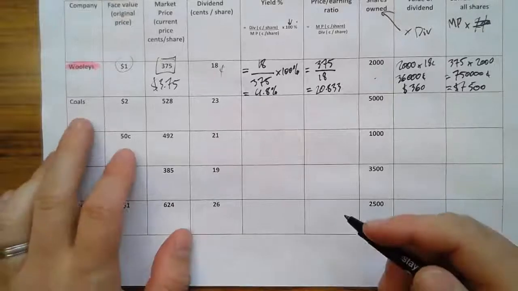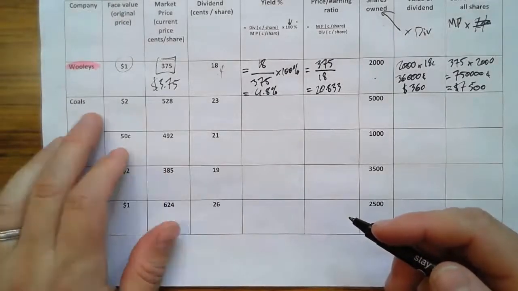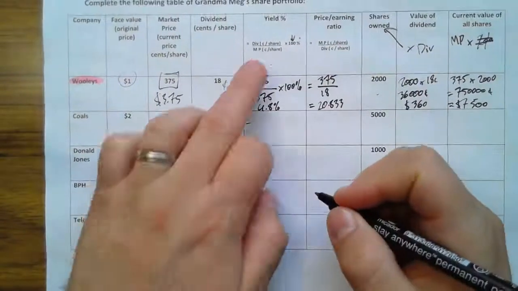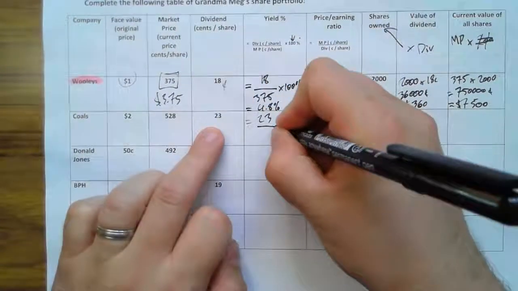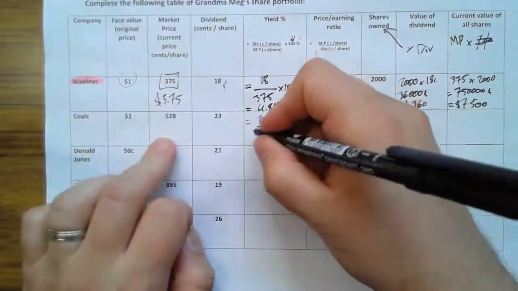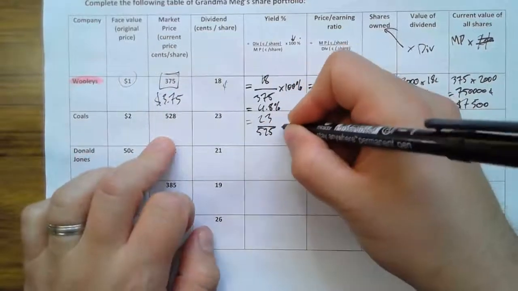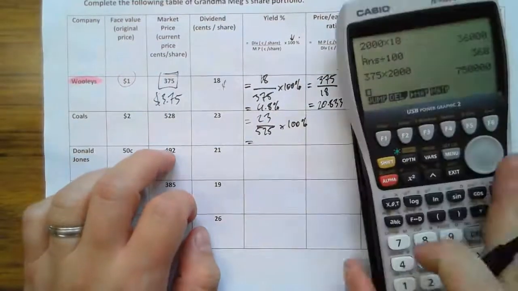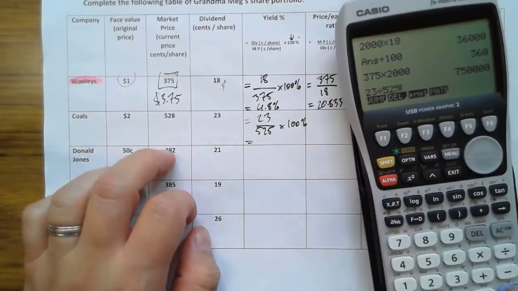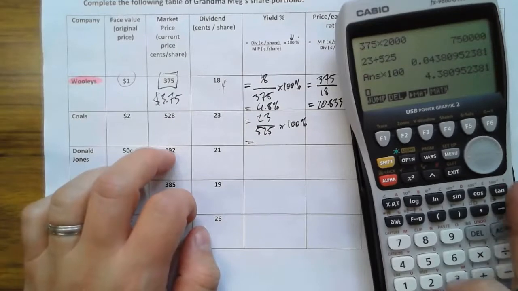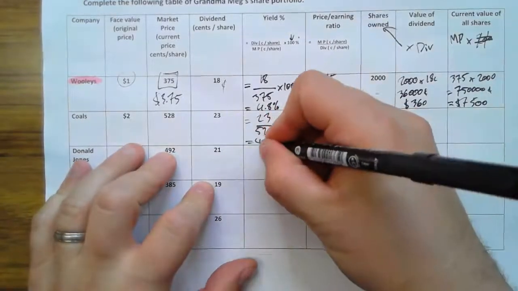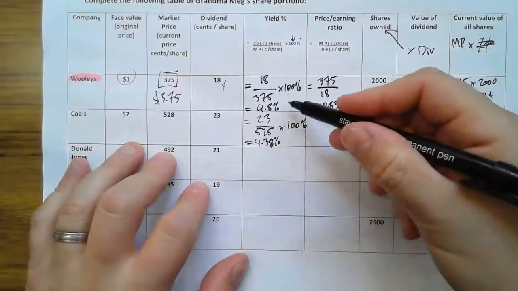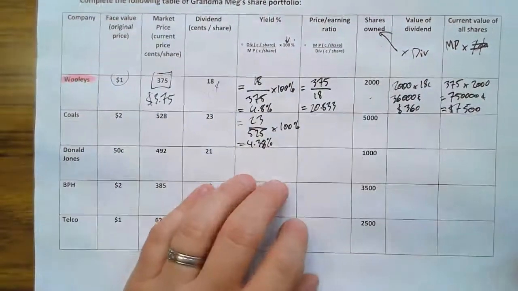Let's do the second one quickly. Coles. Yield is going to be our dividend 23 divided by our market price 528 times 100%, which is 4.38%. So we can start comparing them. We can see that Woolies has a better yield than Coles.